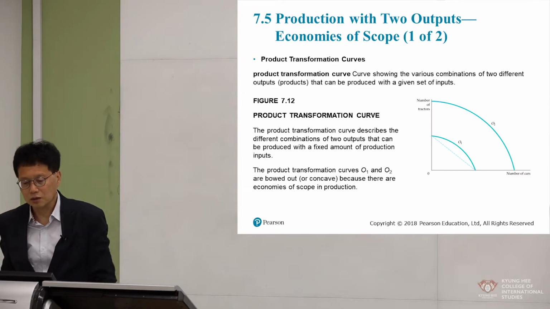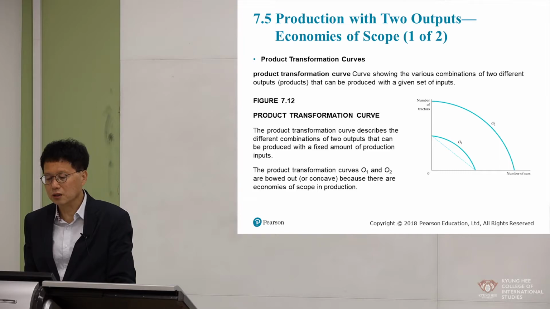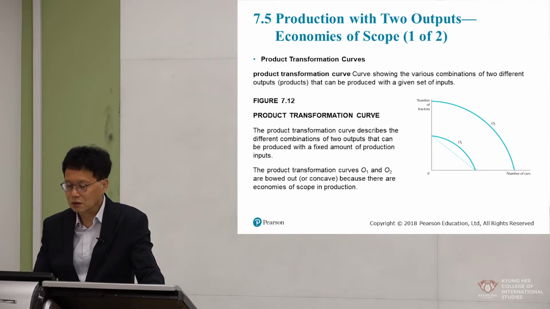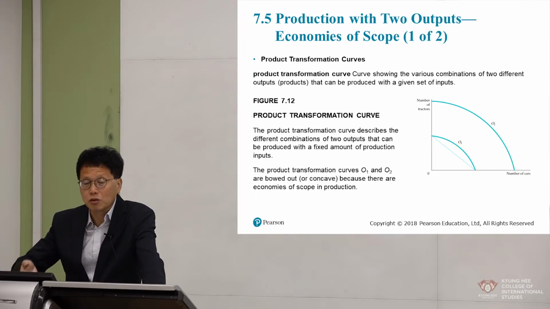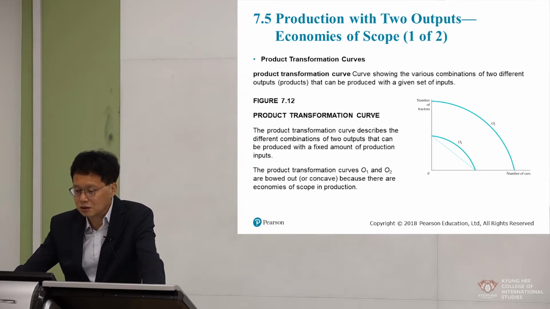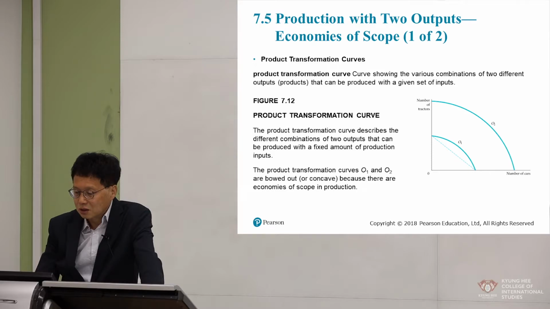And now we go to production with two outputs. Production with joint output. So think about the production possibility frontier when two goods are produced. That is the same concept, right? We said economies of scope. We already started economies of scale: more production is more efficient. That is a summary of economies of scale. Sometimes economies of scope, right? So think about this. Product transformation curve or production possibility frontier, right?